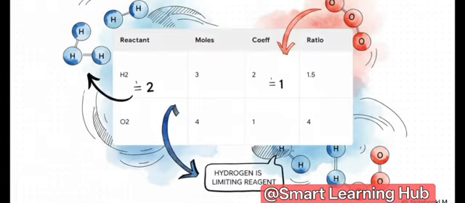Breaking down the math here, we take our 3 moles of hydrogen and divide by its coefficient, which is 2. That gives us a ratio of 1.5. Then we take our 4 moles of oxygen and divide by its coefficient, which is 1. That gives us 4. Comparing the two, 1.5 is clearly less than 4. So the crucial takeaway here is that hydrogen absolutely dictates this reaction. Hydrogen is, without a doubt, our limiting reactant.